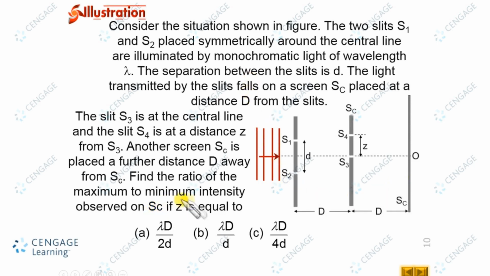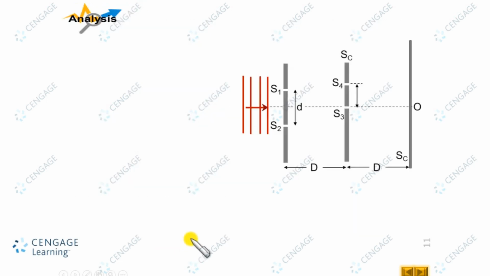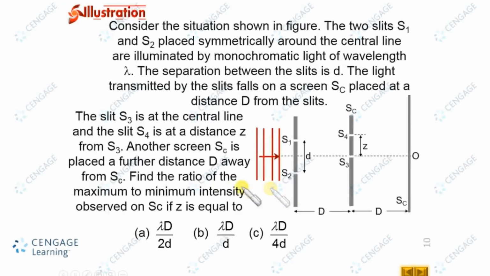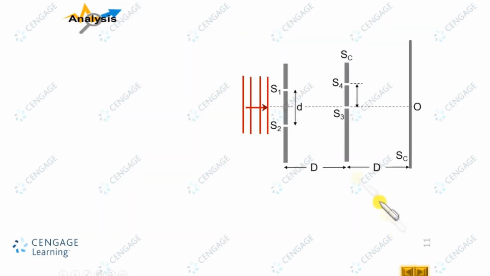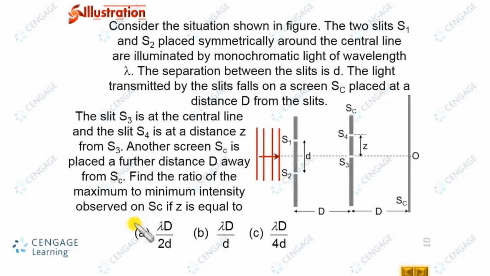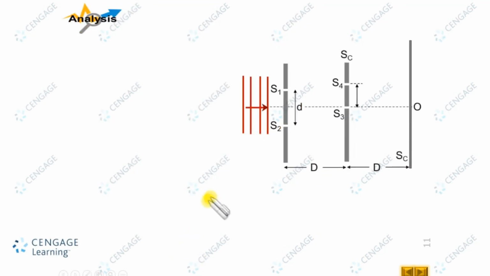Now let us move to analysis of the first part of the question. In the first part of the question, we are given the Z value, which is equivalent to the Y value in the standard Young's double slit experiment. So here let us write Z equal to lambda D divided by 2d. As we discussed, you can observe this Z is equivalent to small y in Young's double slit experiment.